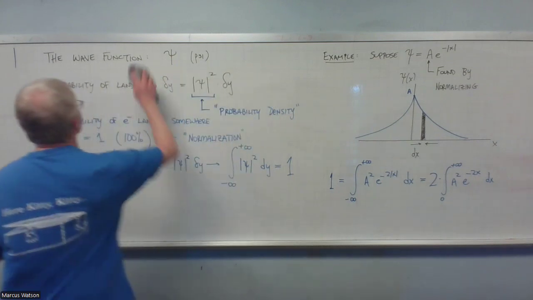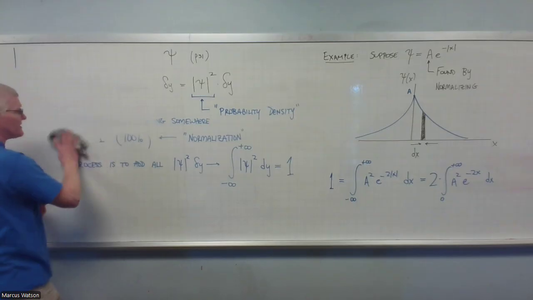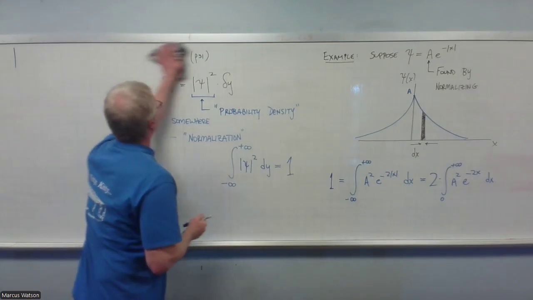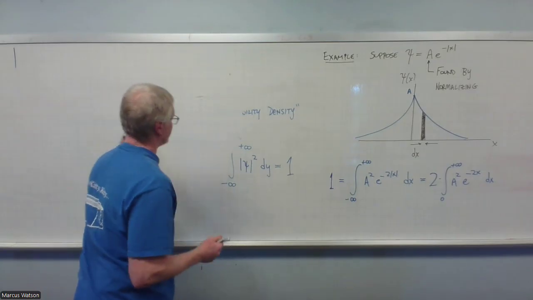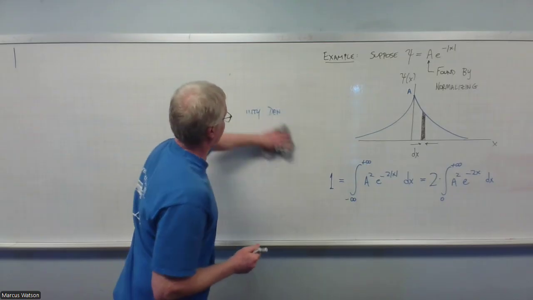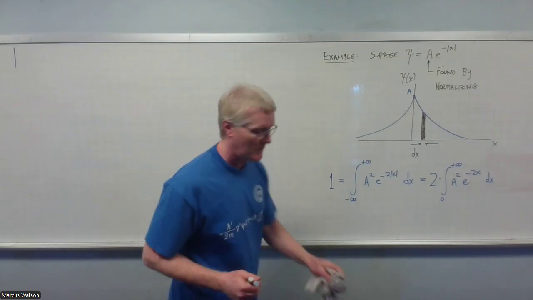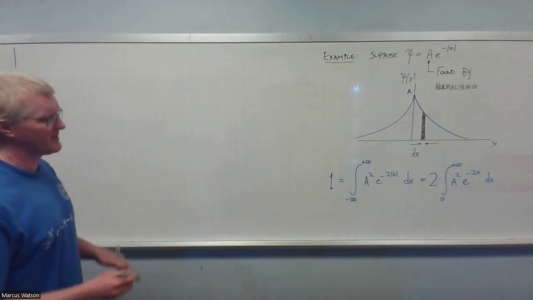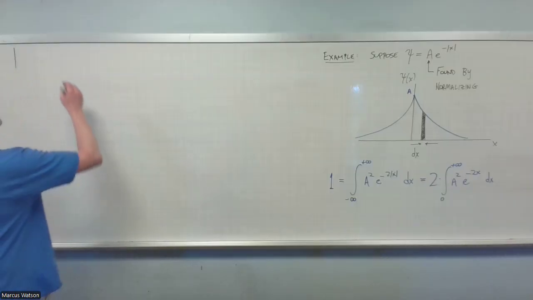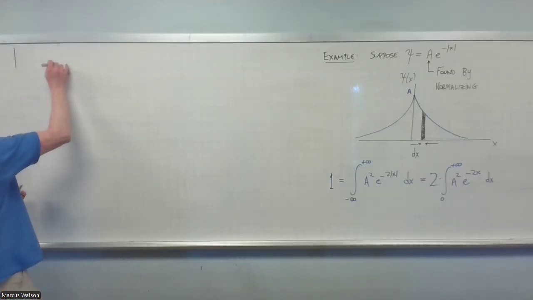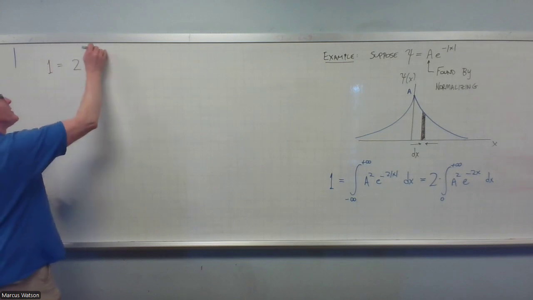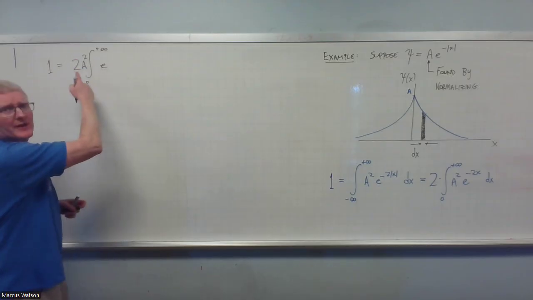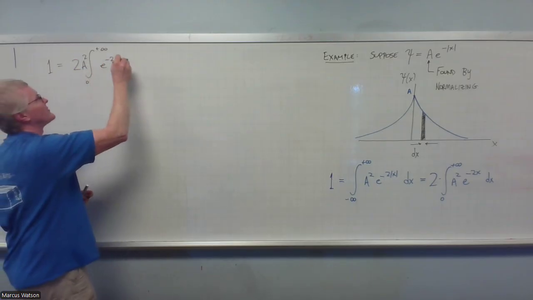I'm going to erase some of this. Okay. All right, so to find the constant a, what I do is I just have to solve through for this thing. So integrating e to the minus 2x from 0 to infinity, I have 1 equaling 2 times the integral from 0 to plus infinity of a squared, I'm going to pull the a squared out of the integral, it's a constant, e to the minus 2x dx.